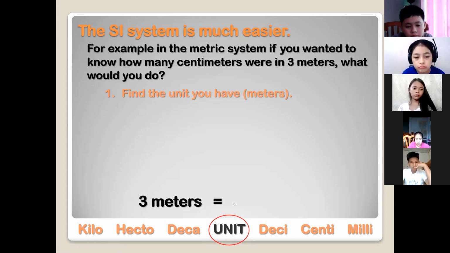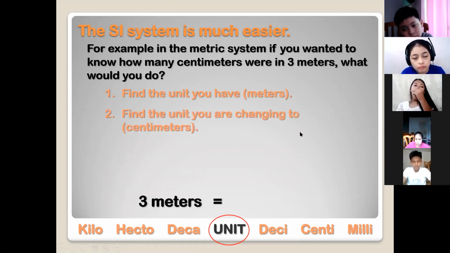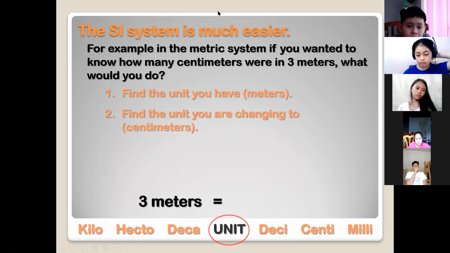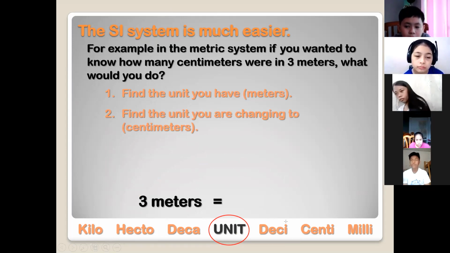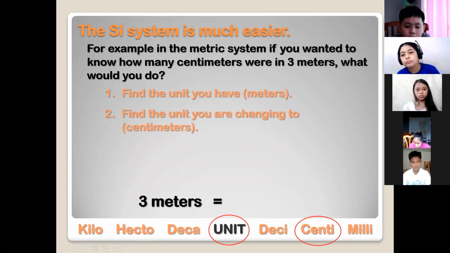Okay? After that, what will you do after finding the unit? You're going to find the changing unit. So your target unit is still in the illustration. Where is centi? Centi is this one. This is your target unit. So the base unit, which is meters, is your given. The target unit that you need to change upon is centimeter, or centi. Just add a meter to make it centimeter.